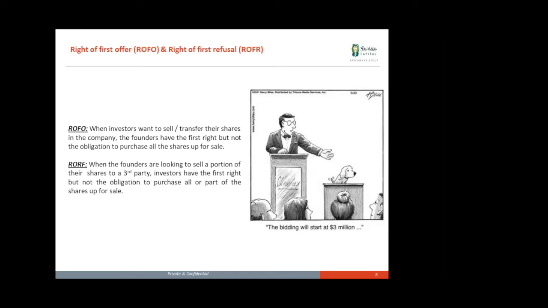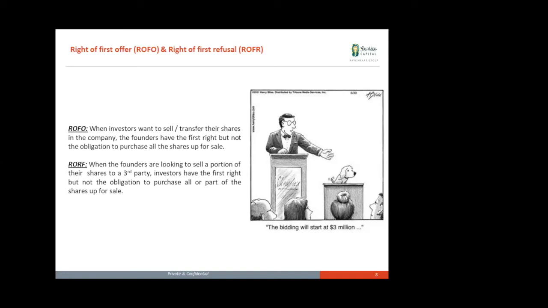And similarly, when founders are looking to sell their shares, the investors have the first right to purchase those shares at a price that is offered by the founders. The founders can have a third party that is willing to buy those shares, and investors can then match that price. If they're able to match that price, then the shares technically have to be sold to the investors. If the investors can't match the price offered by the third party, then it's sold to the third party, right? And these provisions are provided to the founders and investors when there needs to be liquidity for either party.